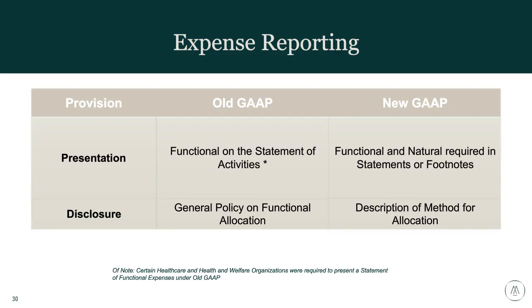So as a recap, old GAAP required functional expense on the statement of activities and a disclosure of general policy of functional allocation, while new GAAP requires expenses to be presented by functional and natural classification with a few options for presentation. Disclosure of the method of allocation of expenses by function is also more robust.